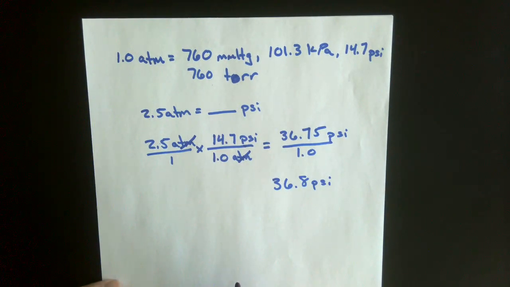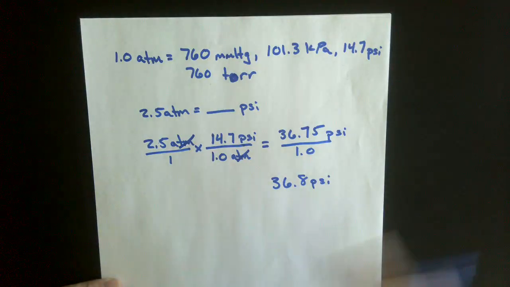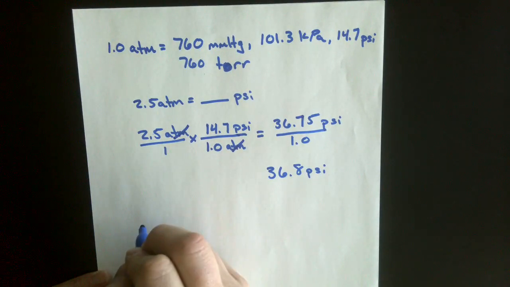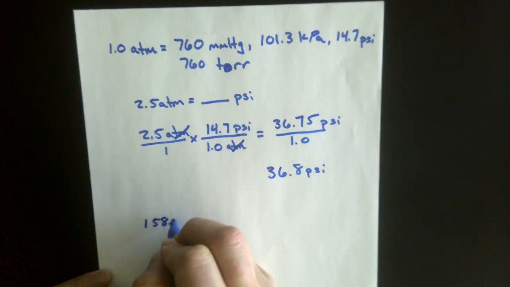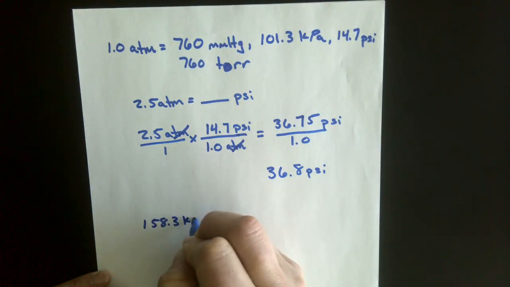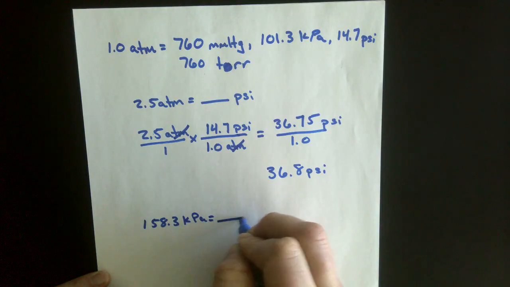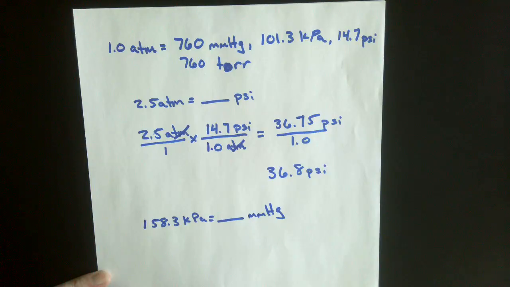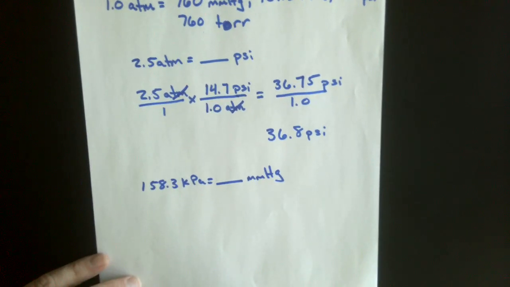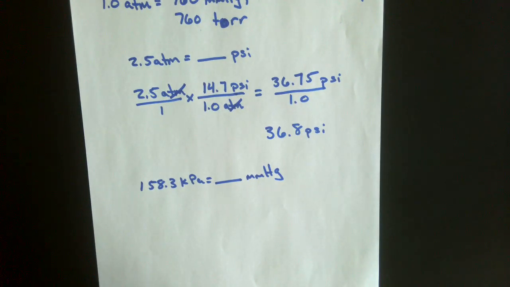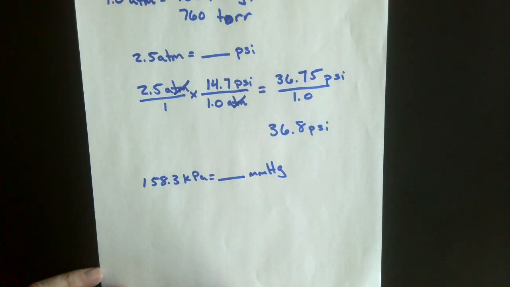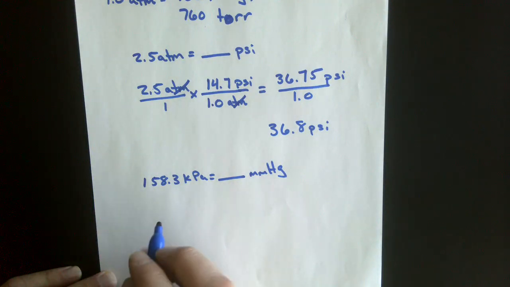We can also take a look at what we want to do to get to multiple other areas. So let's say I had 158.3 kilopascals and I wanted to know how many millimeters of mercury that is. I can still solve this problem. You can do it a couple of ways with the way you set up your conversion factor. I always like to take everything into atmospheres just so that I know I've done it correctly, and then from atmospheres into the next unit that we're trying to get to.